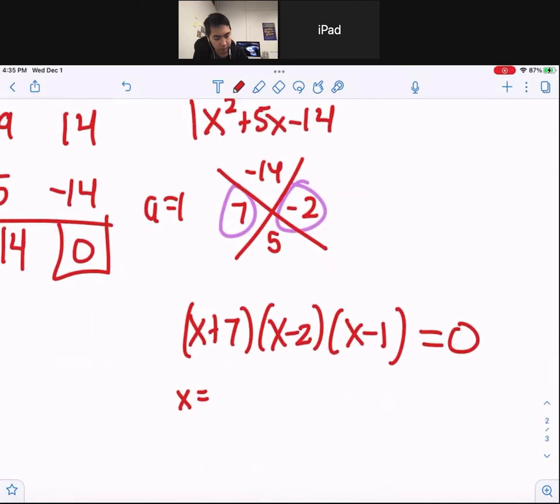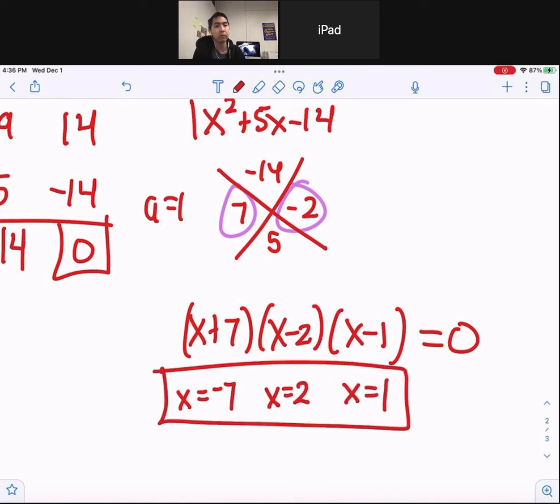So for this one, what value of x would make that 0? If x was equal to -7. Here, x has to be equal to 2. Here, x has to be equal to 1.